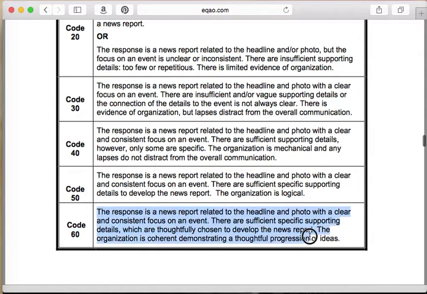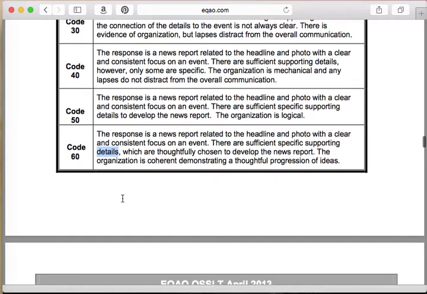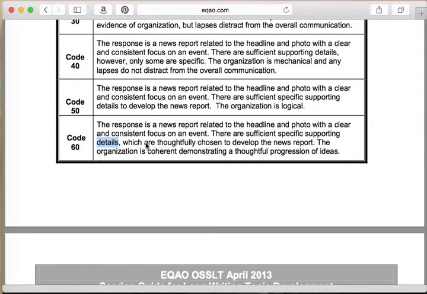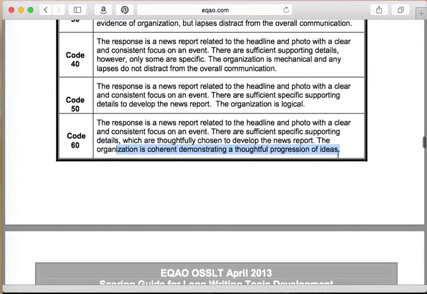Obviously you want to score a 60, so let's take a look at this description. What do they want from us? The response in the news report should be related to the headline and photo. I think we covered that in the video on the task. There should be a clear, consistent focus on an event, so you do not want to stray too far from one newsworthy event. Once again, here's that wording: sufficient, specific, supporting details. That's the same stuff they were looking for in the series of paragraphs. They're also looking for organization. They want to see a progression of ideas.